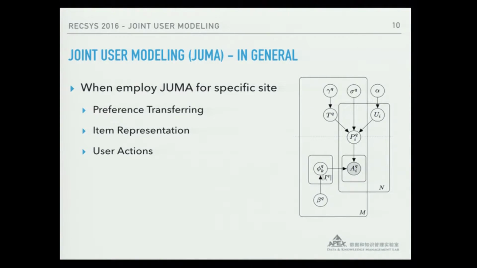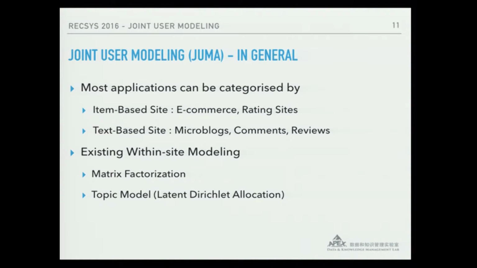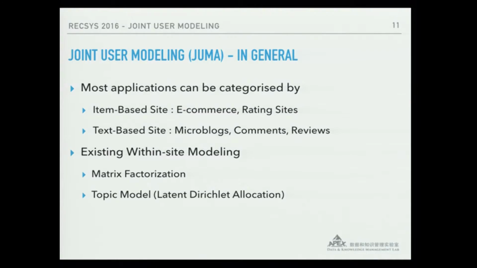To plug a specific site into the JUMA framework, we only need to redesign the following three parts: the preferences transferring model, the item representation, and the user action model. As most online services can be categorized into item-based sites and text-based sites, we focus on these two types of sites in this work.